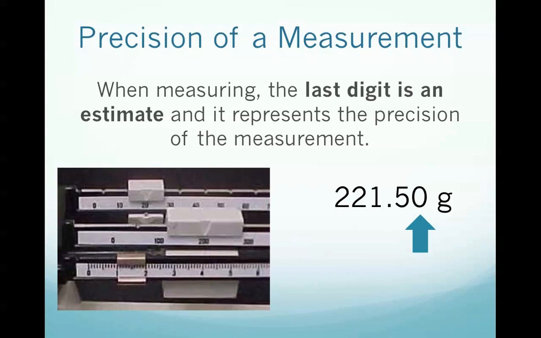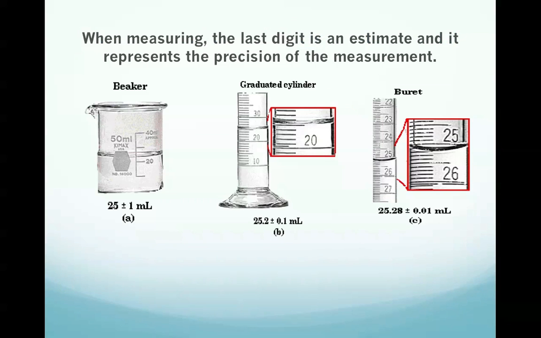So here we have a triple beam balance. The 0 at the end, and we'll learn that that is in a very important spot in terms of our significant figures, is going to be significant. And thus, that's the last estimated digit. This idea of the last digit being an estimate can be referred to when we talk about volume. A beaker, because of how it's marked, we can estimate to the ones, compared to this graduated cylinder where we can estimate to the tenths, and a burette which we can estimate to the hundredths.